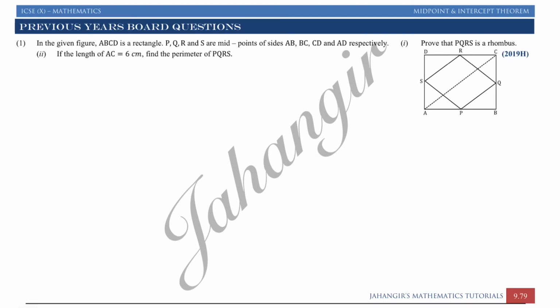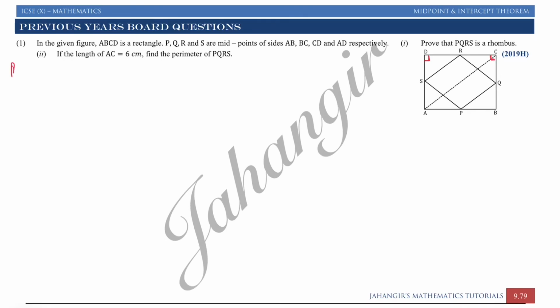Board question 2019. In the given figure, ABCD is a rectangle, P, Q, R, S are the midpoints of AB, BC, CD and AD respectively. To prove PQRS is a rhombus. We had already done the rhombus question before, again we will try to do it.